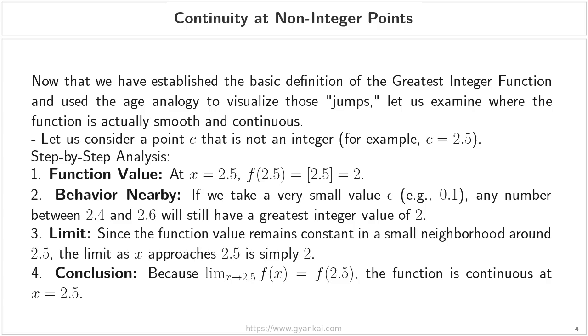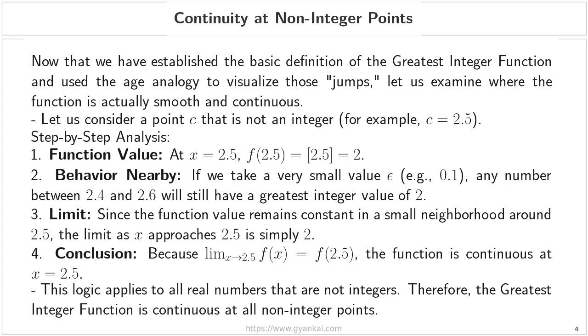Fourth, we reach our conclusion. For a function to be continuous, the limit must equal the function value. Because the limit as x approaches 2.5 is equal to the function value of 2, the function is continuous at x equals 2.5. This logic is not unique to 2.5. It applies to every real number that is not an integer. Therefore, we can conclude that the greatest integer function is continuous at all non-integer points. In the next slide, we will contrast this by analyzing what happens when we approach an actual integer.